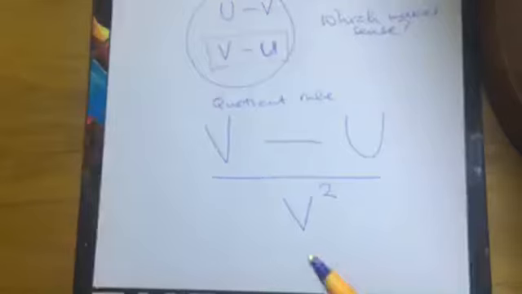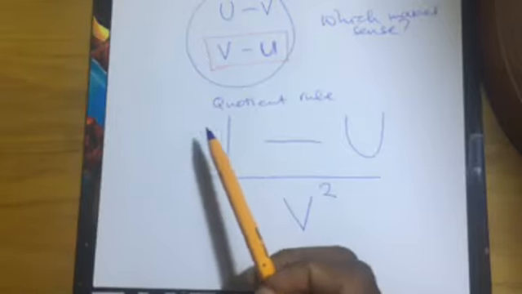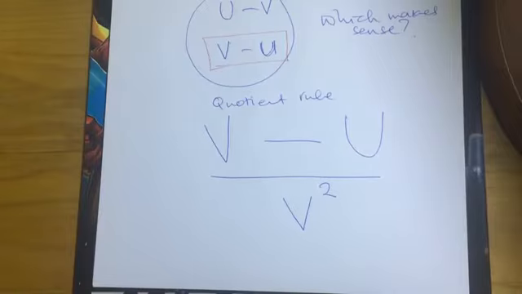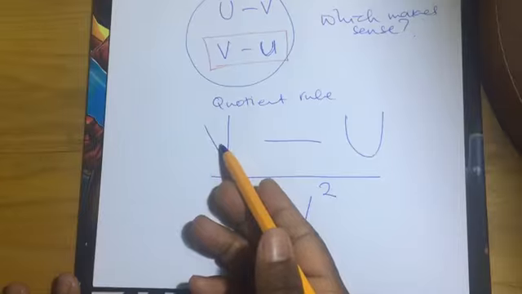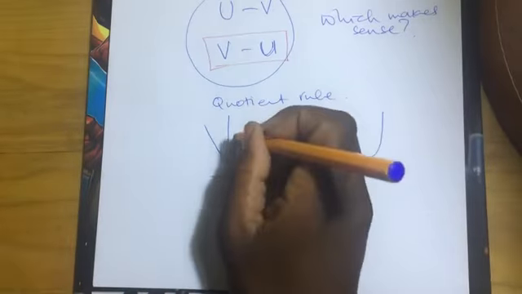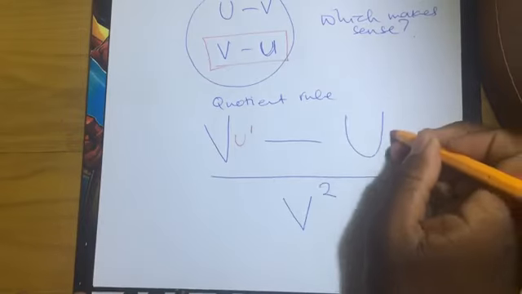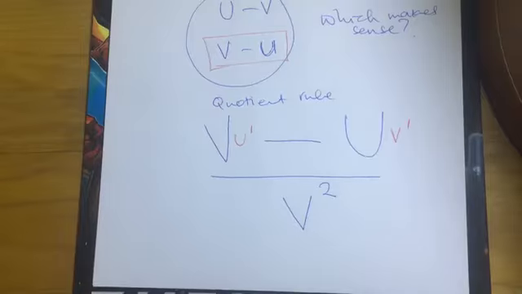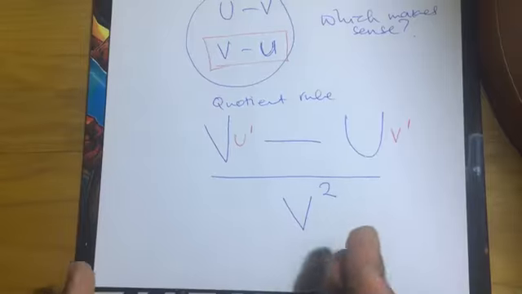Now, if you remember the product rule, whenever I wrote V, we put U prime. Whenever I wrote U, we put V prime. The same is going to apply here. So V minus U over V squared, then this is going to be U prime, and this is going to be V prime. Hopefully this makes sense. So this is the formula for the quotient rule.